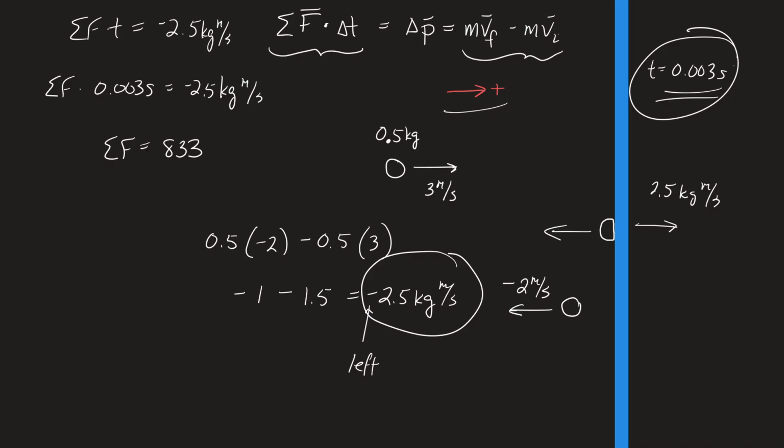Now, we're taking kilograms meters per second, dividing by seconds. So that's going to give us kilograms meters per second squared. And our answer is negative. It's to the left. Not terrible. This kind of stuff is just plug and chug kind of things.